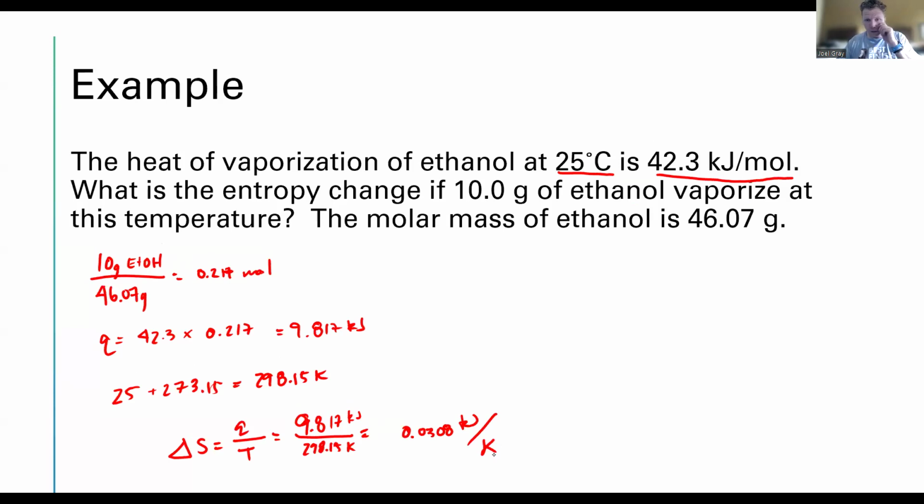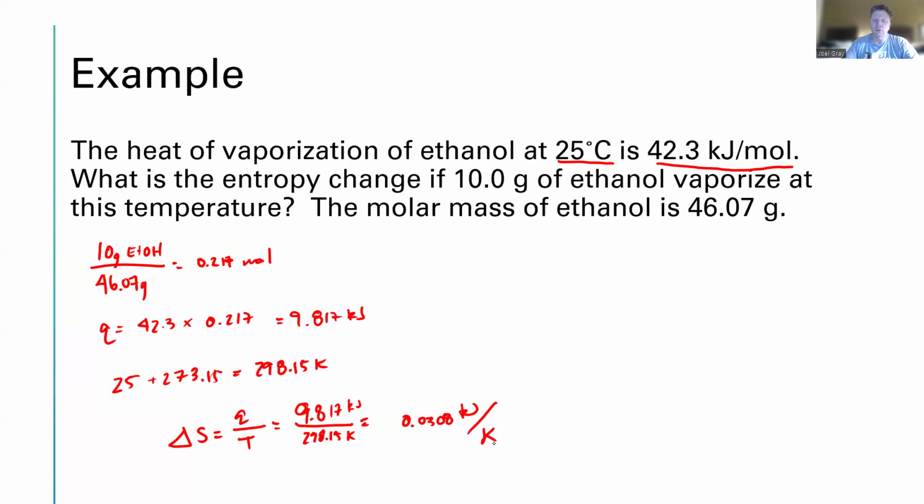So what this tells us is that the entropy change when 10 grams of ethanol vaporizes at 25 degrees Celsius is this 0.0308 kilojoules per Kelvin, which is the same as 30.8 joules per Kelvin.